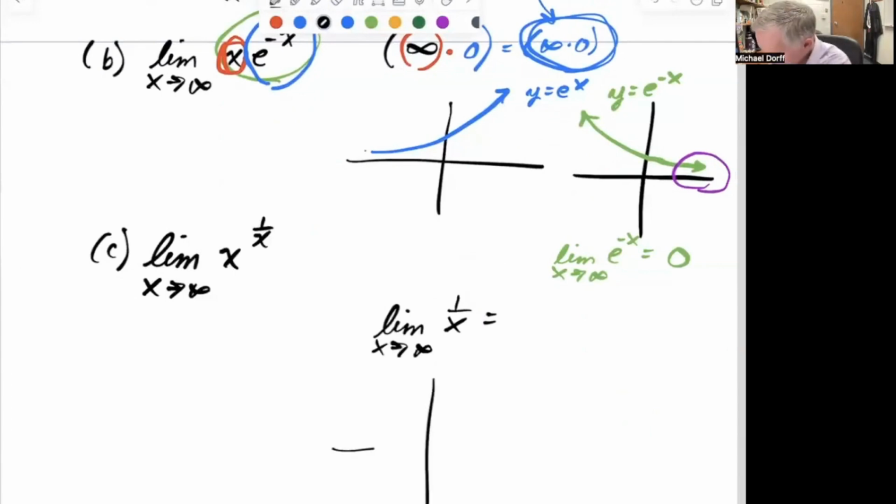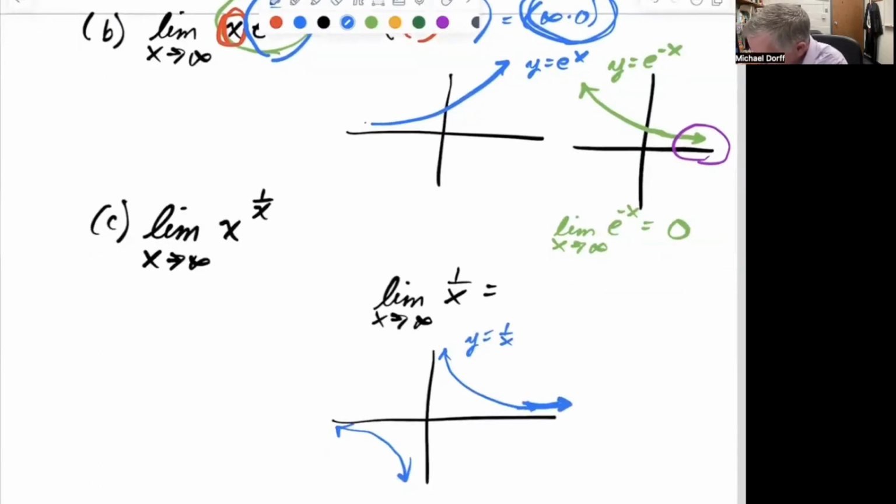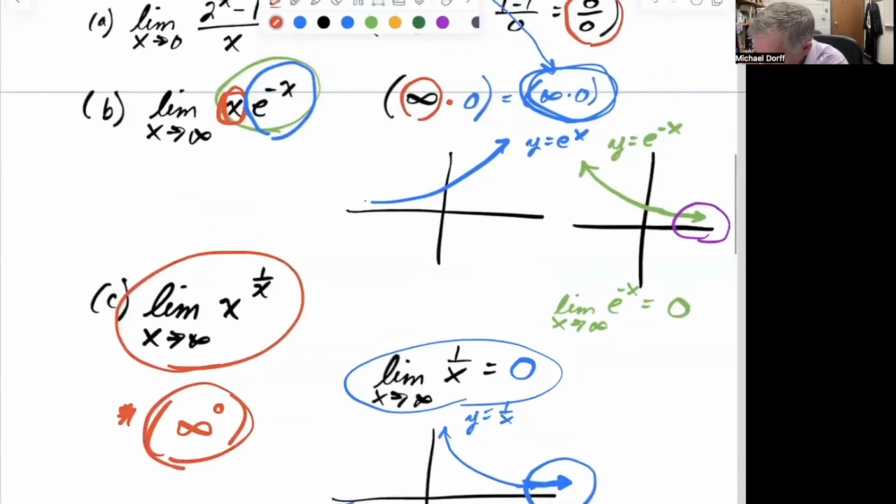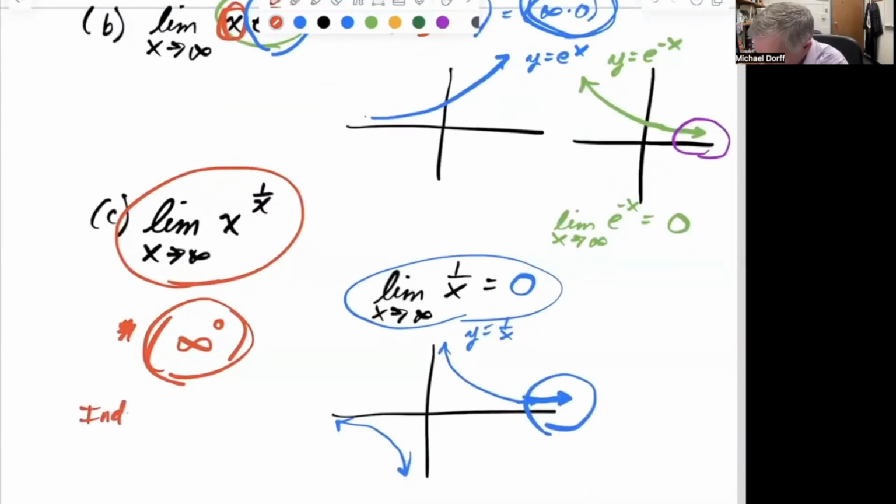I can also look at it in terms of a graph. The graph of 1 over x looks like this. It's a hyperbola. And as x gets larger and larger, that limit is going to get closer and closer to 0. So that limit there is going to be 0. So this original problem has an indeterminate form. What's that going to equal? It's going to look like infinity to the 0 power. And that is also an indeterminate form.